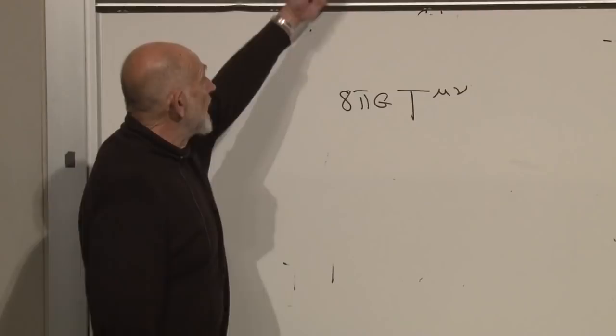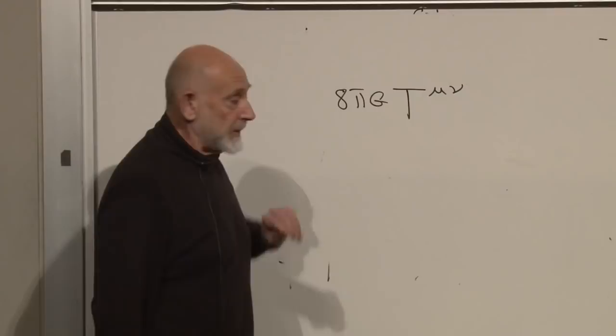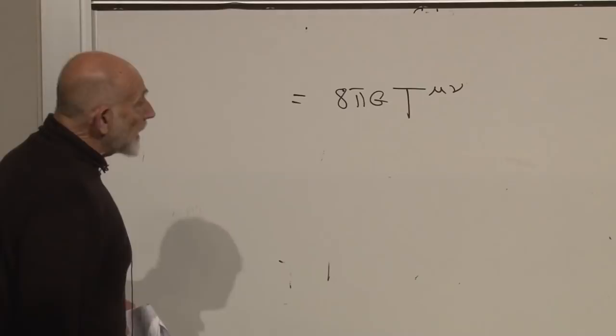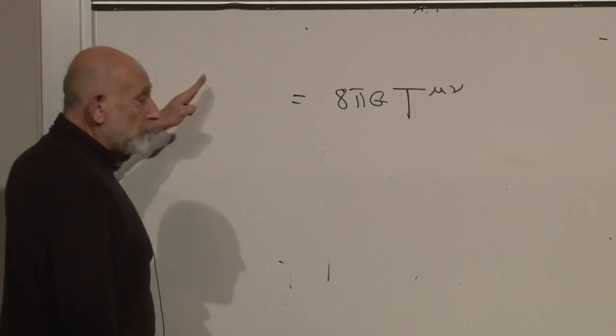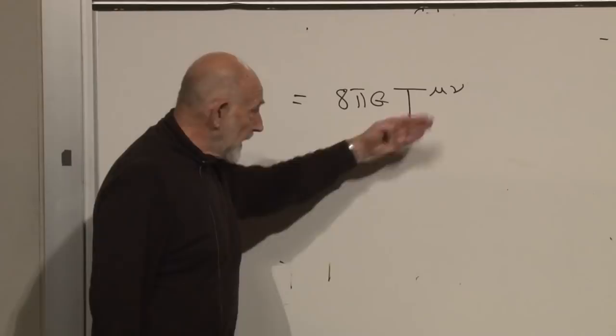But if the equation is to be true in every frame, it has to be a tensor equation. What has to be on the left-hand side? What has to be on the left-hand side must also be a tensor with two components, a rank 2 tensor. Otherwise, the equation doesn't make sense. So on the left-hand side must be some tensor with the same kind of tensor structure. It must be symmetric, because the right-hand side is symmetric, and have whatever properties the right-hand side has.